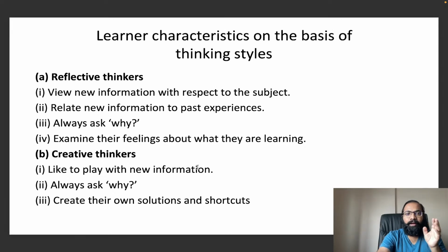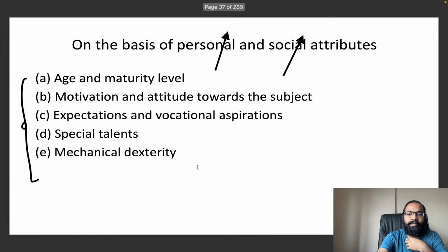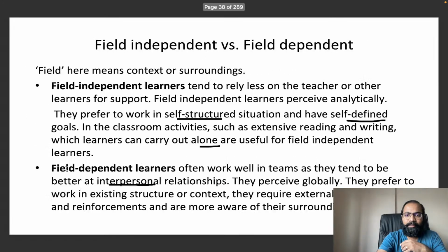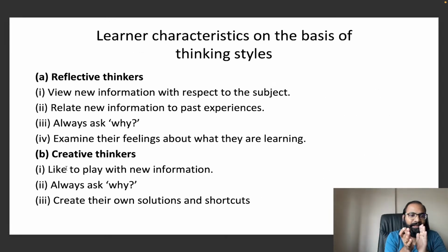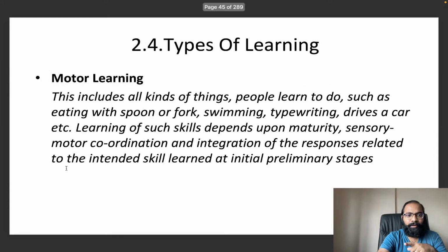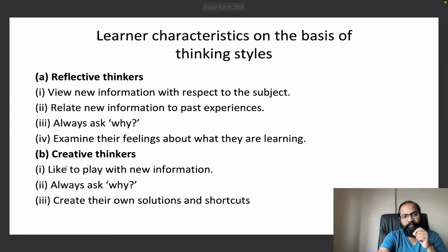Next, learner characteristics on the basis of thinking styles. So now in the learner characteristics, listening skills are done. The last learner characteristic is based upon the thinking styles. Reflective thinkers. If you go to a classroom, and 100 students are there, few students might be reflective thinkers, few might be creative thinkers, few are practical thinkers, few are conceptual thinkers. Reflective type of thinkers will always ask why.